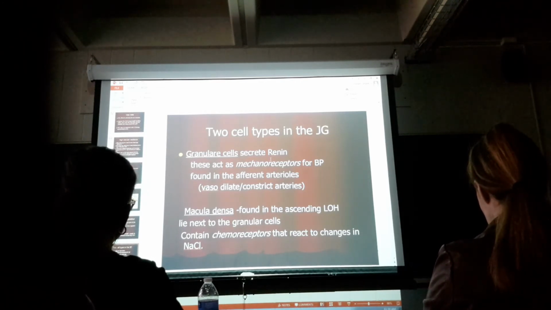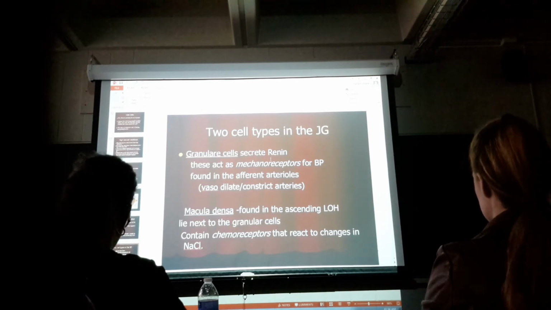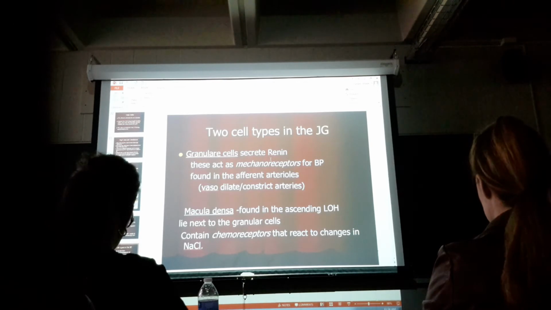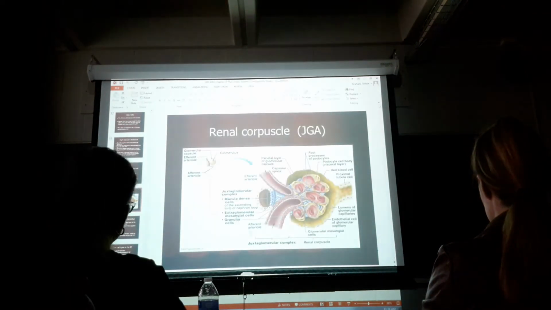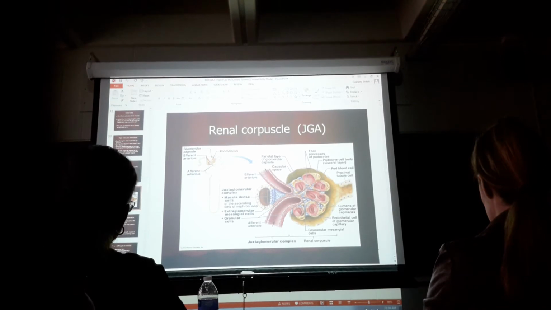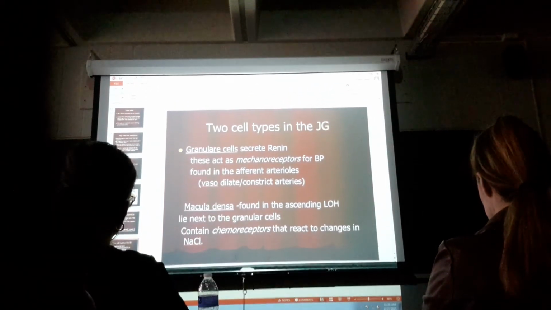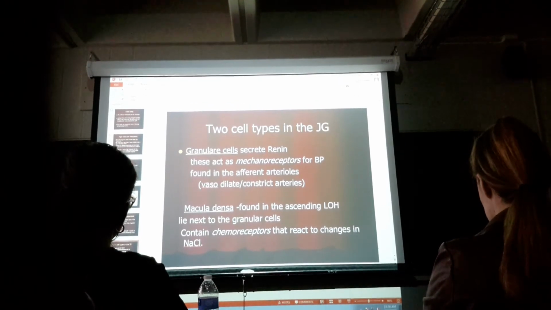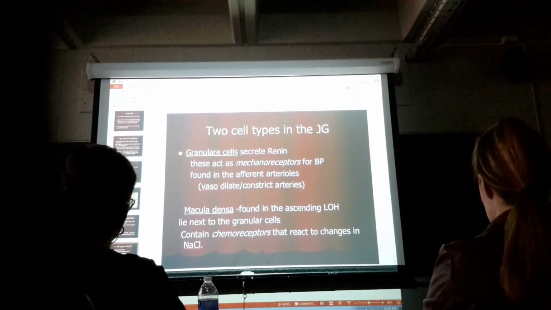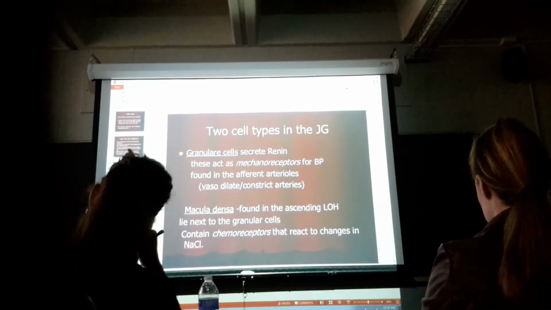It has chemoreceptors, so we're going to react to what is going on with salt, sodium chloride, and then it's going to respond appropriately. So one, the granular cells coming in have the mechanoreceptors, and two, the macular cells have chemoreceptors. They're both monitoring what's going on, and they're going to handle it in different situations. They're going to monitor the filtrate, and they're going to monitor the blood pressure.